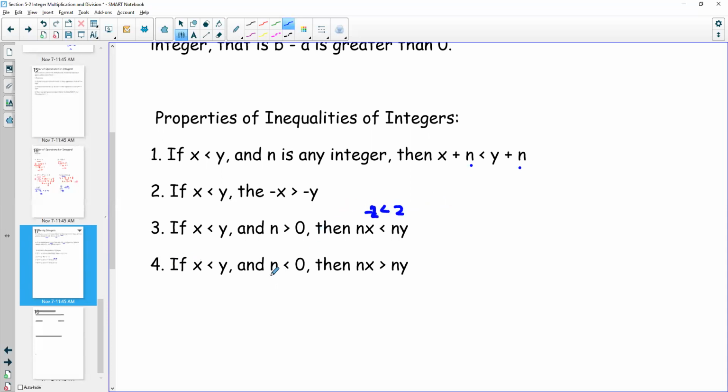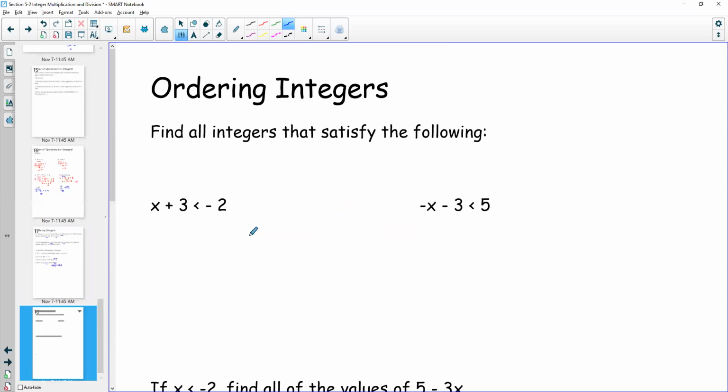If x is less than y and I multiply by something less than 0, by a negative number, it changes the direction of the relationship, okay? This would be like -3 times -2 then becomes greater than 2 times -3, right? Okay. And then let's see what the end here.